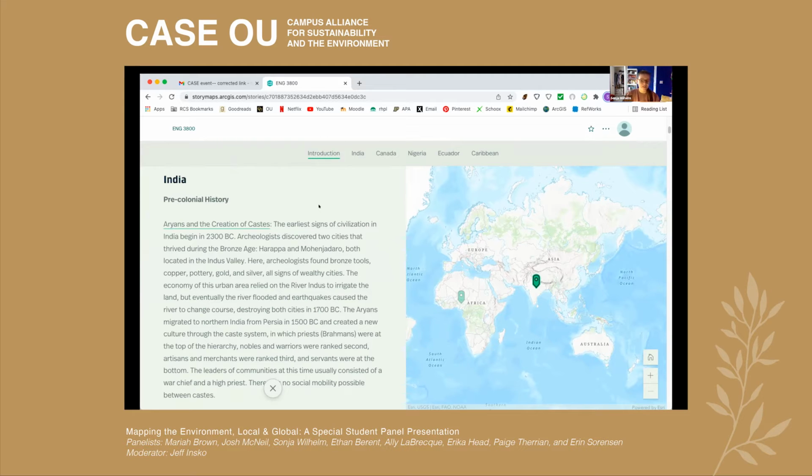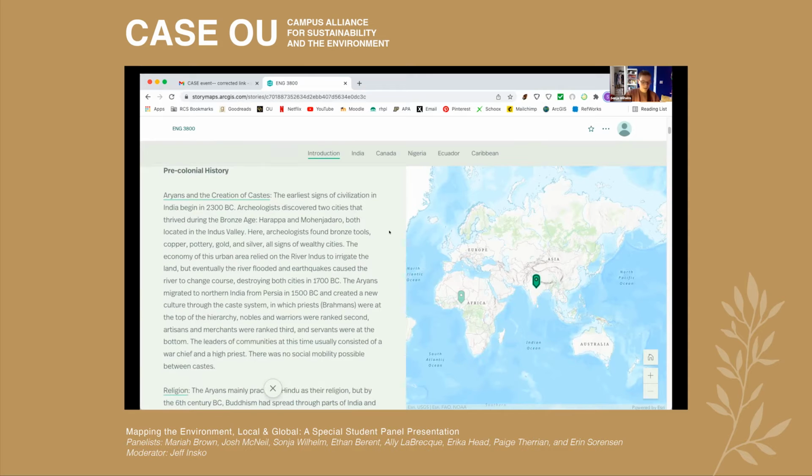And eventually these cities were pretty much destroyed around 1700 BC because flooding and earthquakes led to the Indus River changing its course, and that destroyed the cities. Then the Aryans arrived in India around 1500 BC from Persia, and they created a new culture of the caste system. Basically, the idea of the caste system is that we have priests and Brahmins at the very top of the hierarchy, followed by nobles and warriors, then artisans and merchants, and then servants are considered the bottom of the hierarchy.